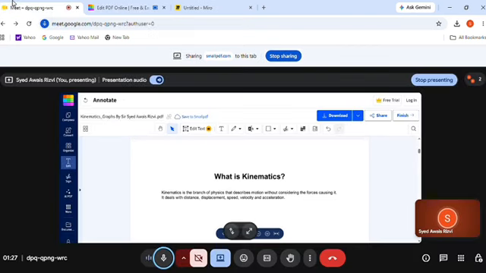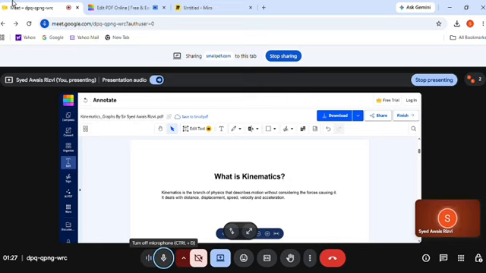As shown in the slides, kinematics is the branch of physics that deals with the motion of an object without knowing its cause. There are two terms in physics, kinematics and dynamics. In the dynamics chapter we will study the motion of an object by knowing its cause. In kinematics we will study the motion of an object without knowing its cause. It means that we will not consider the forces that cause the motion.